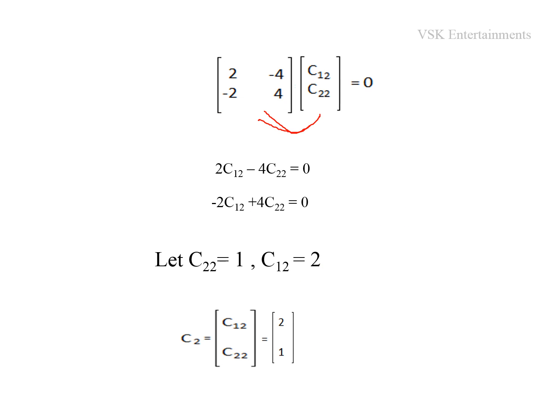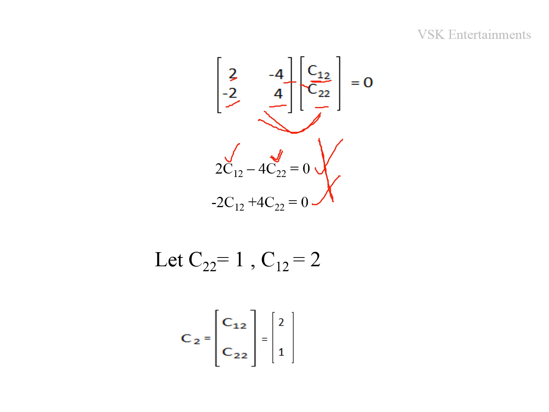Now simplify these resultant matrices, then we are going to get 2 into C12 minus 4 into C22. That is the first equation. Similarly, minus 2 into C12 plus 4 into C22. That is the second equation. By solving these two equations, we are going to get the C12 as well as C22 values. But we are going to get the trivial solutions. But the eigenvector requires the non-trivial solution.